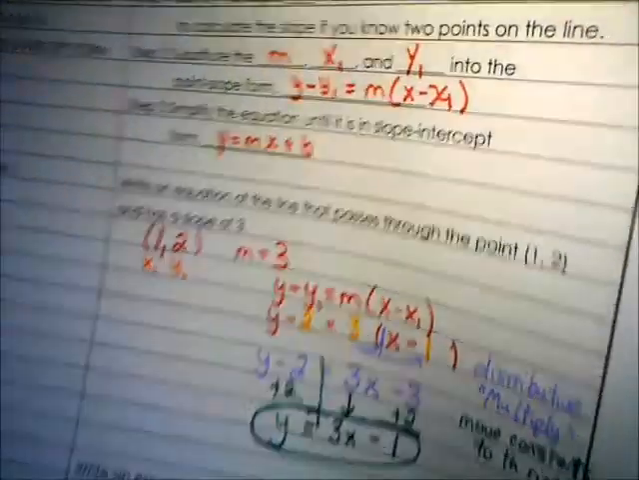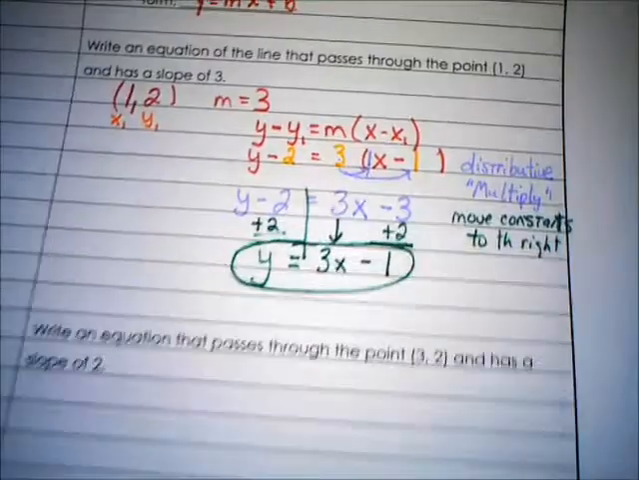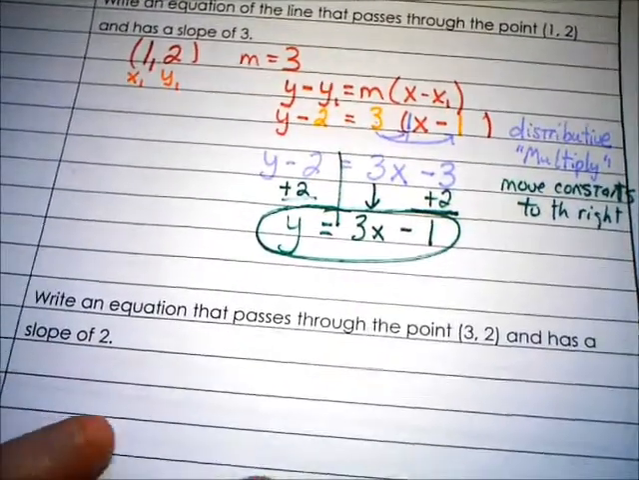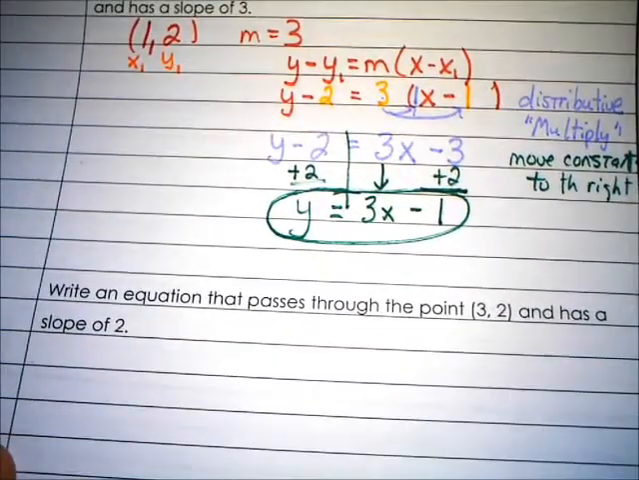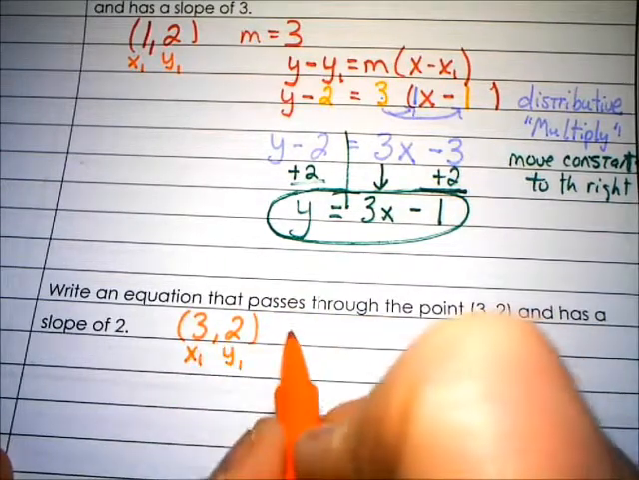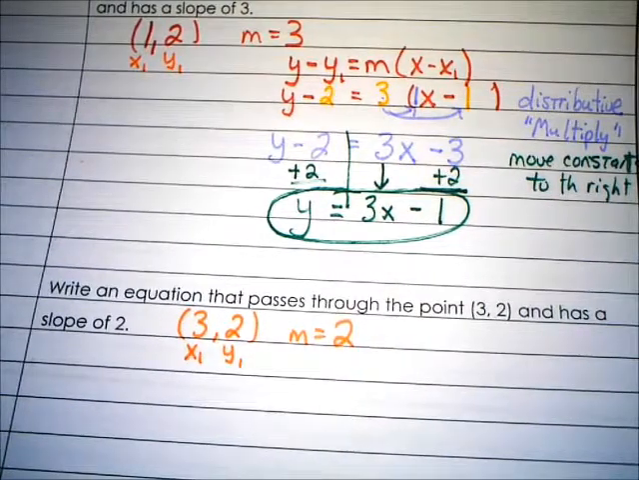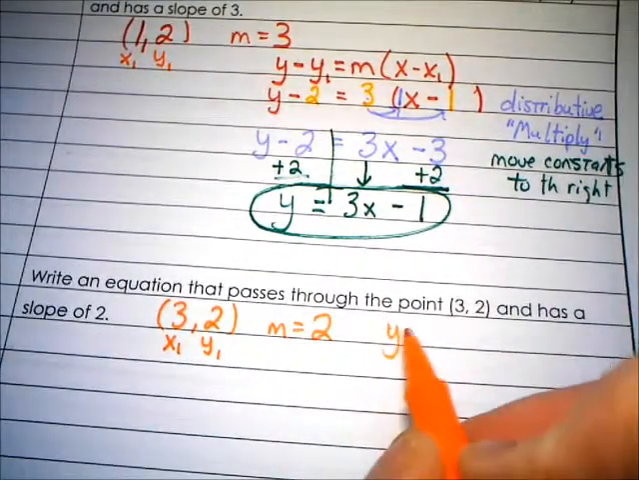Okay, if I try it again, on the next example I have the point 3, 2 be my x1 and my y1, and then the slope is going to be a 2. So I identified those two things. My next step is to substitute them into my formula.